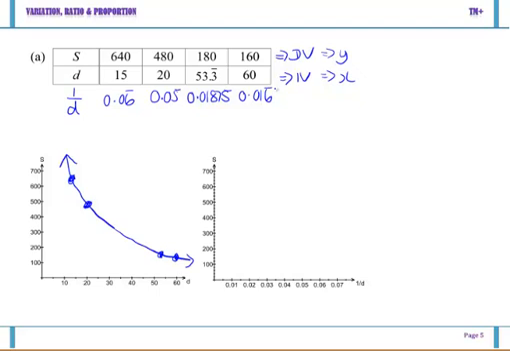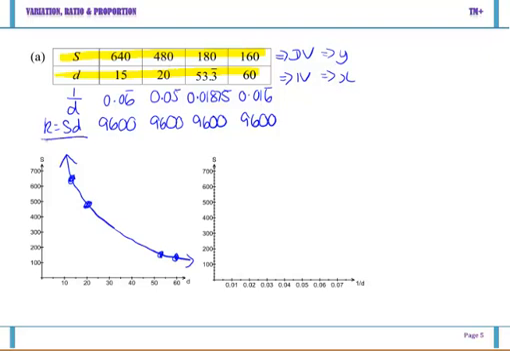Now if I wanted to check, I can work out k, which is going to be s times d. Now you've approximated, so you might not end up with exact answers, but if you multiply the s values with the d values, you should get 9,600 all the way along. Sorry, so 640 times 15. I think I might have said that the wrong way around. Sorry about that for any confusion. So 640 times 15 is 9,600. 480 times 20 gives me my 9,600. So I'm doing s times d.